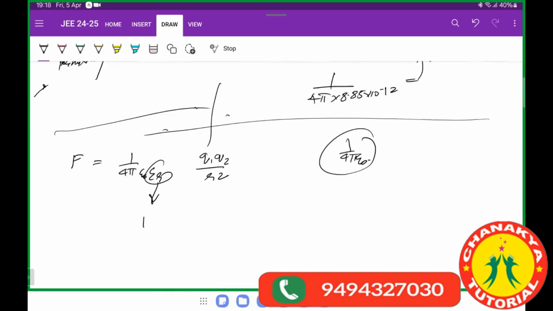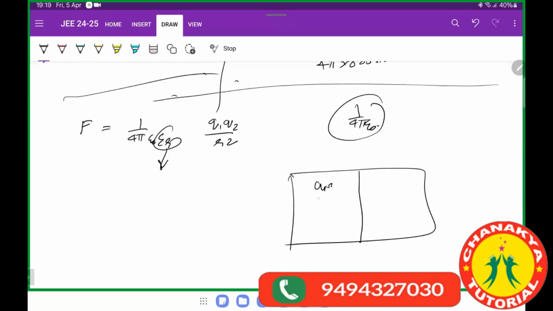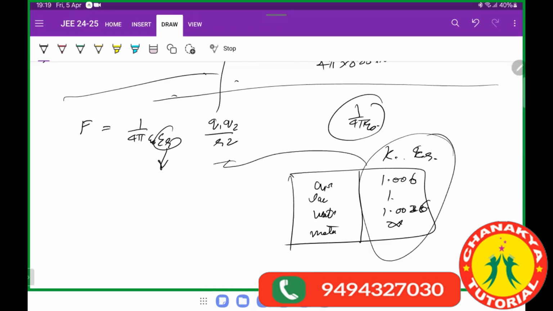Now why I'm taking it as 1, because I'll just give you some values for some standard mediums. For air or vacuum it is 1, for water it is about 80, and for metals it is infinite, a big number. So this is our K value. K means epsilon r. That is the reason we are taking the standard value as 1.